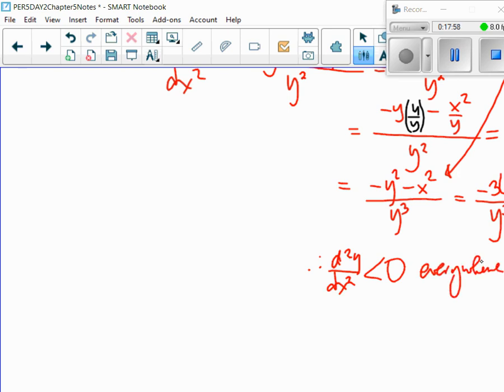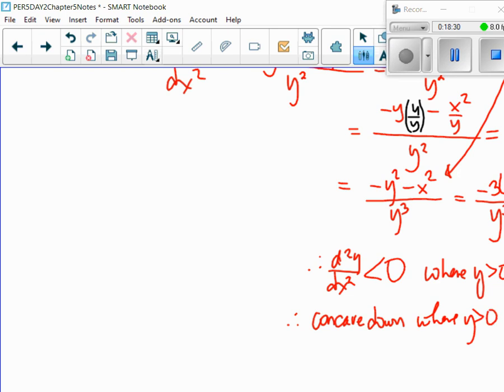Do you see that? Oh, I shouldn't say everywhere. I should say only where y is greater than 0. So what does that mean concavity-wise if it's negative? We're just going to say concave down. Concave down. It's not asking about maxes, though. It just wants concavity. So concave down where y is greater than 0.